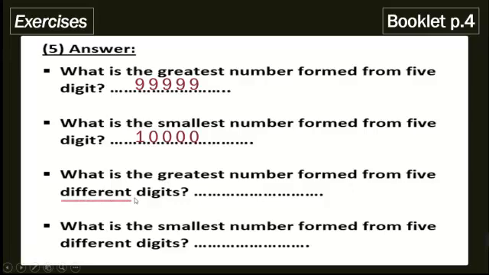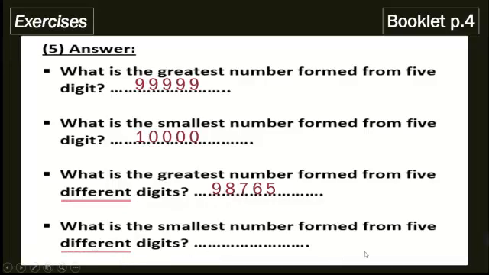What is the greatest number formed from different digits? Each digit has to be different from the other. We can't put 5 nines because they are all the same. We have to put a different one. So I will start with 9 because it's the biggest, and then continue with each next digit: 9, 8, 7, 6, 5. So it will be 98,765.